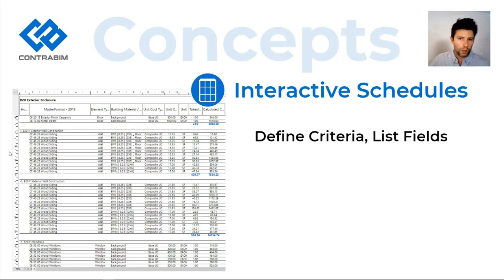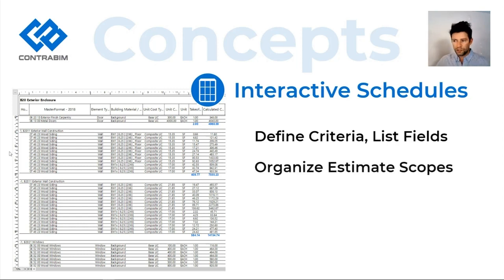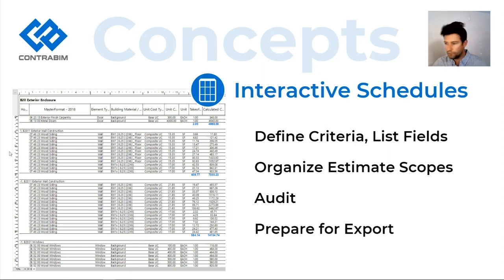We then just list whatever fields we want. So fields can be just basic Archicad parameters. They can be properties. They can be classifications. They can be any type of data that we want to list. So this is super useful for just organizing the scopes of our estimate, and it allows us to do different audits to make sure things are set up right.